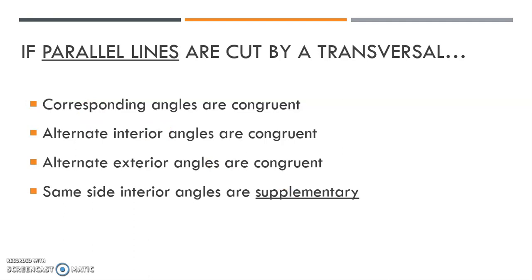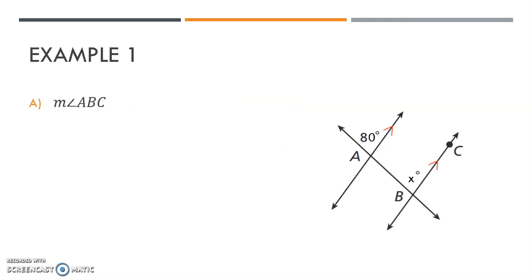Okay, so let's take a look at an example where we have to apply one of these theorems. In example 1, in part A, we're asked to find the measure of angle ABC. Angle ABC is right here, A to B to C. So that's this X degrees right here. To find that measurement, the first thing we do is identify how this angle relates to the other measured angle given here. So we start off by saying, what kind of angles are they? And they are corresponding angles.